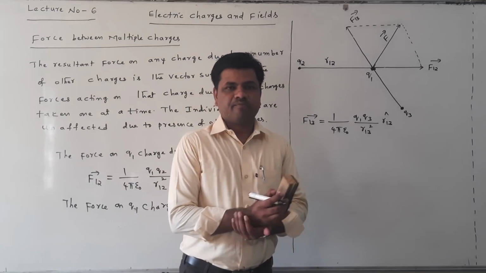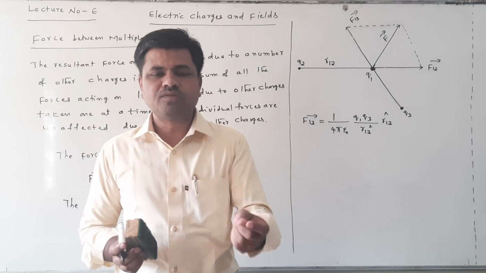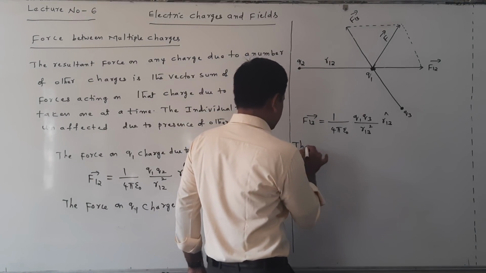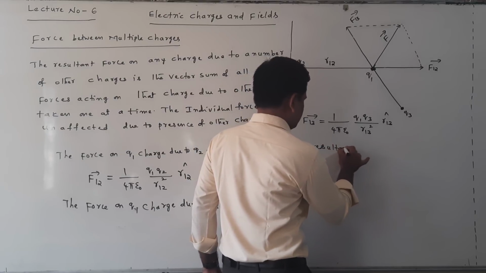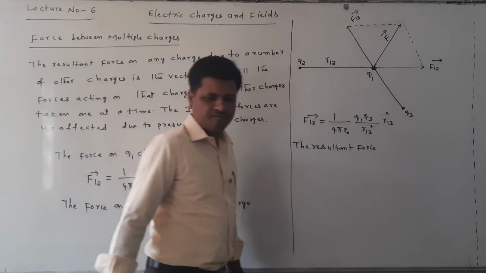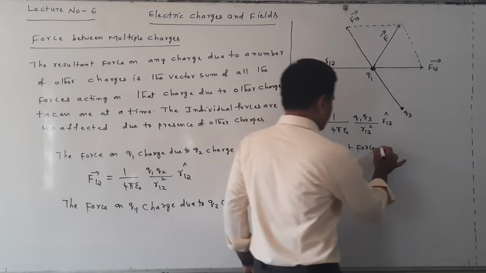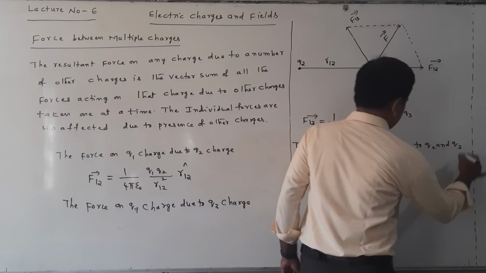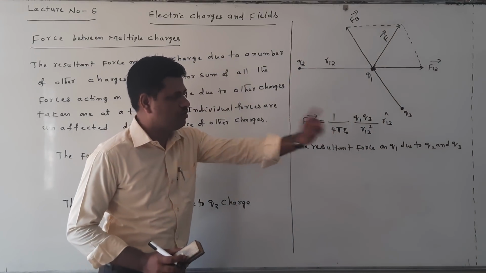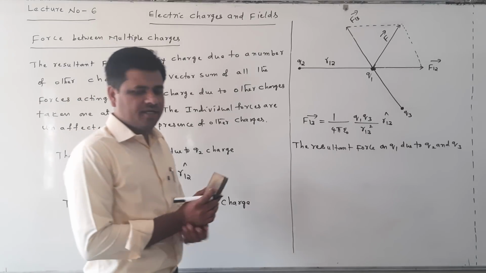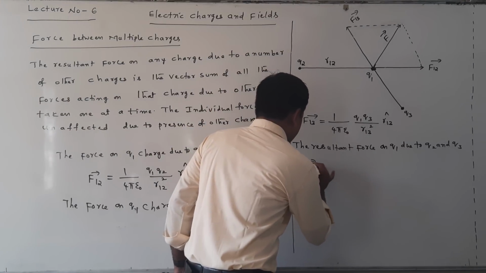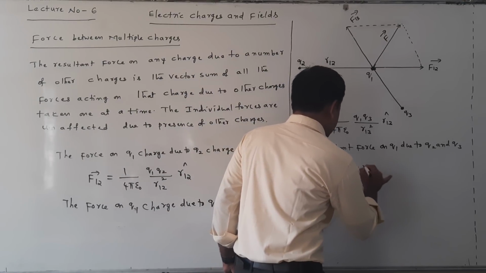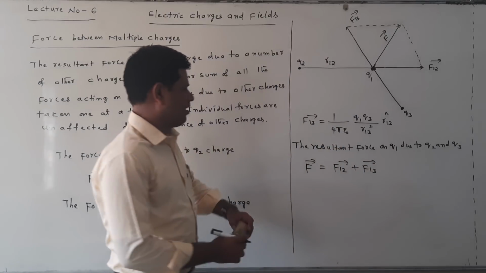Here only three charges are there, so the force acts on the Q1 charge due to the Q2 charge and the Q3 charge. Now I want to find the resultant force on Q1 due to Q2 and Q3. That can be written as F bar. The resultant force F bar is equal to F12 bar plus F13 bar.